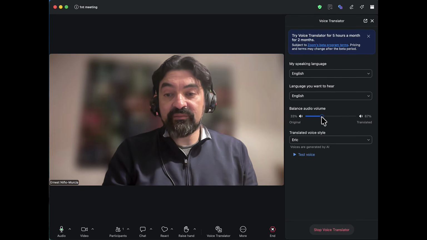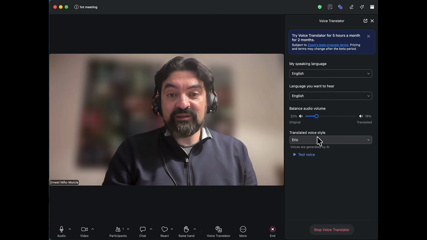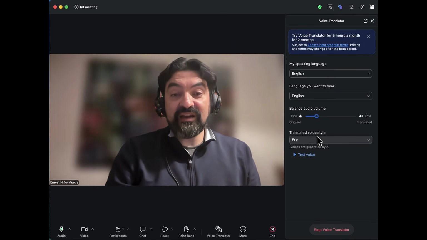You see this scale that gives us a granular control of the proportion of volume between the original speaker and the interpreter. So basically, if you only want to hear the interpreter, you would turn the original to 0 or any proportion that was to your fancy. And we're able to even select from among two different AI voices.